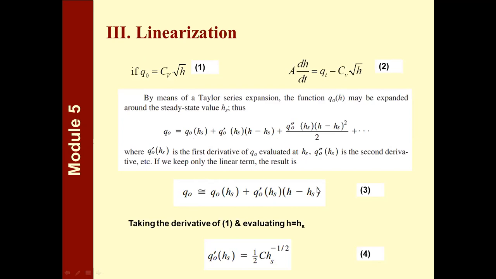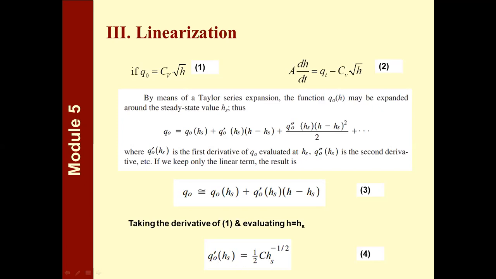Okay, so taking the derivative of 1, you take the derivative of this C sub V square root of H. V, by the way, is a constant dependent on your valve. It's a valve constant. And that would be C sub V times 1/2 H raised to negative 1/2. And since you are evaluating the derivative of this Q sub O in equation 1 at steady state, you will place here Q sub O prime at H sub S equal to 1/2. This should be C sub V, class. I wrote this V. C sub V, H sub S raised to negative 1/2.